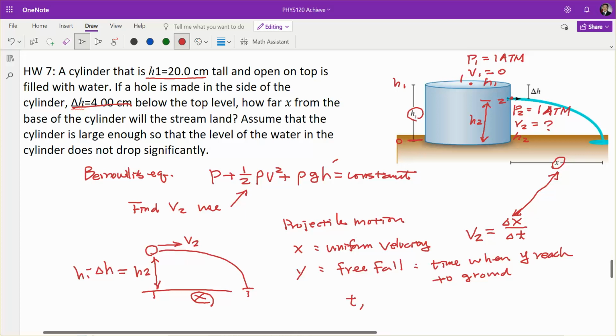You do know the initial velocity in the y direction. Velocity in the y direction initially is equal to 0 because it only goes horizontally, it doesn't go vertically, so this one initially is equal to 0. But you don't know the final Vy. So that is how you're going to solve this problem.